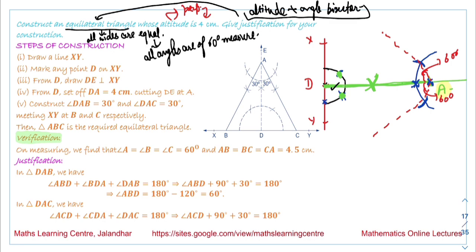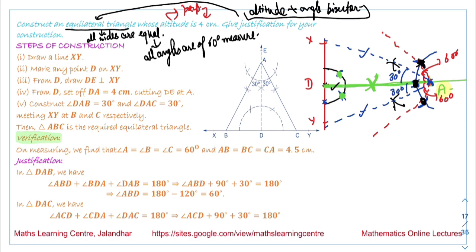After this, we are going to bisect this angle. To bisect this angle, we keep the compass at this point, and at this point, and we mark 2 points over here. Then we keep the compass at these points and mark 2 lines like this. When we join these points with this point A, these two lines are at an angle of 30 degrees.